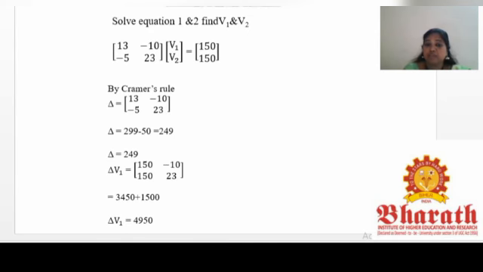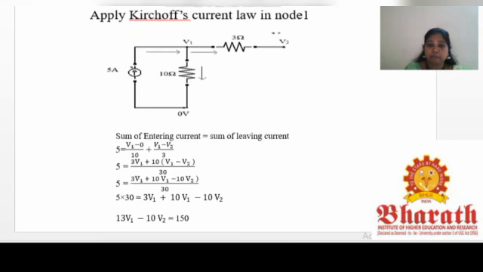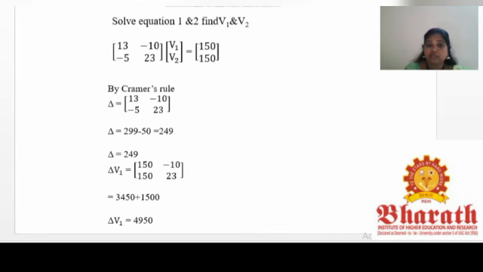From node 1 and node 2, I am going to frame this matrix, that is, I have written the coefficient values. So 13, minus 10, minus 5 and 23 will be the coefficients of V1 and V2 from equations 1 and 2. Our equation 1 is 13V1 minus 10V2 is equal to 150 here. So the coefficient of V1 is 13 and the coefficient of V2 is minus 10.